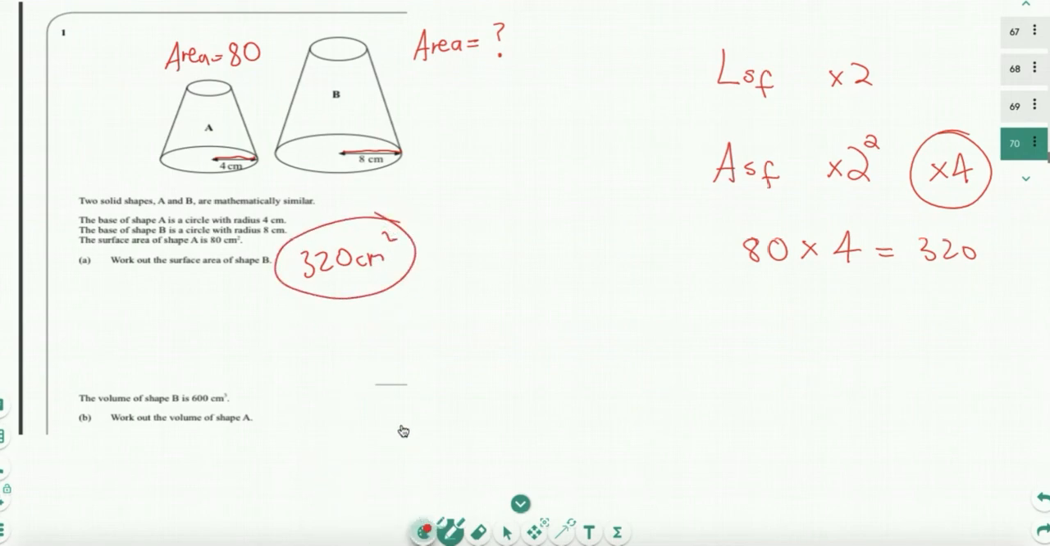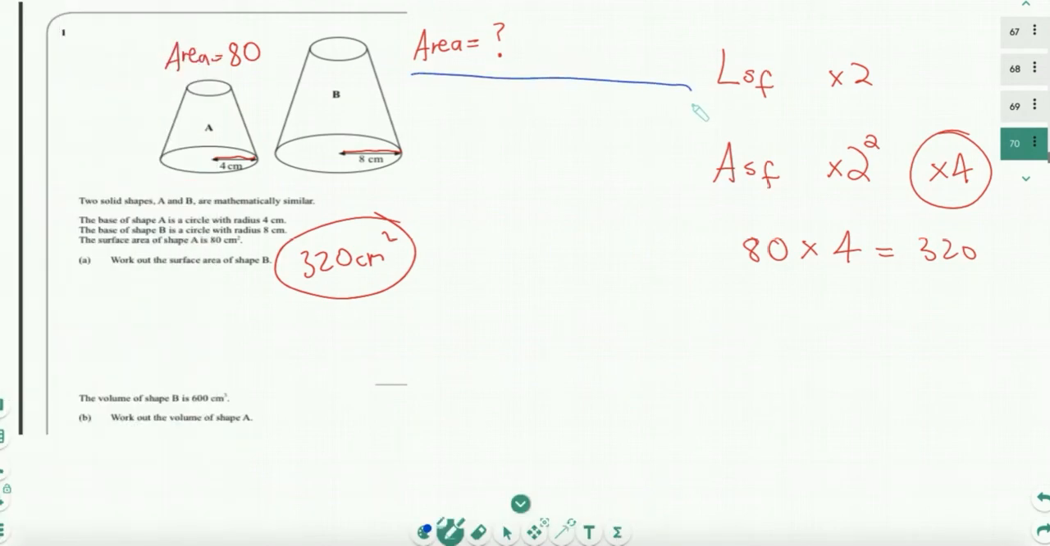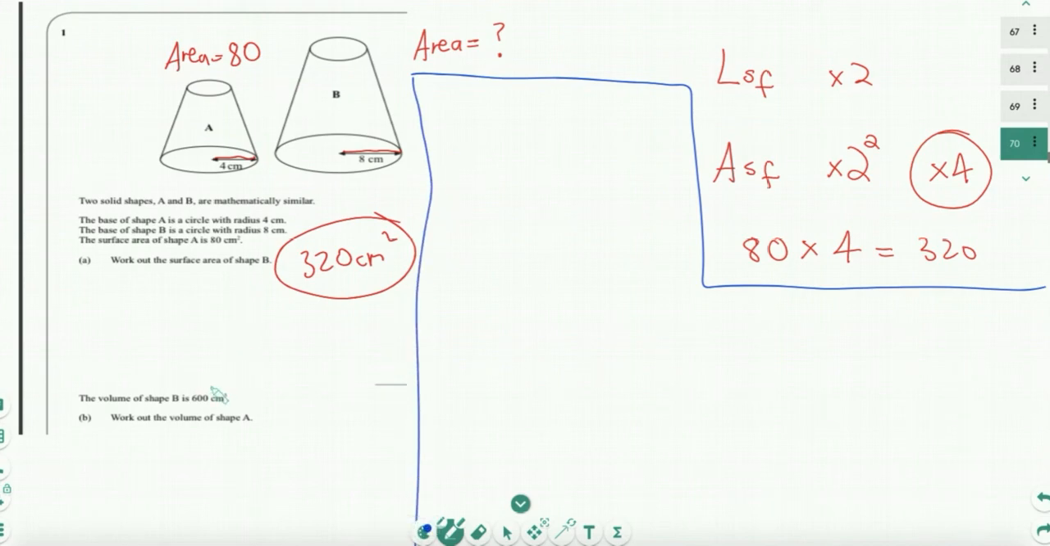Now we'll do part B. I'll do another color. We'll do it here. The volume of shape B is 600. Find the volume of shape A. So we know the volume is 600. We need to find the volume of shape A.